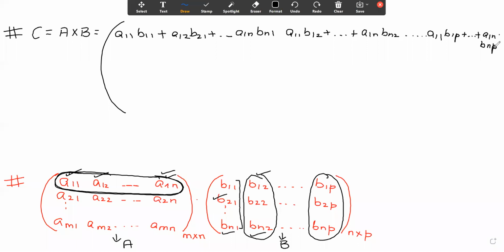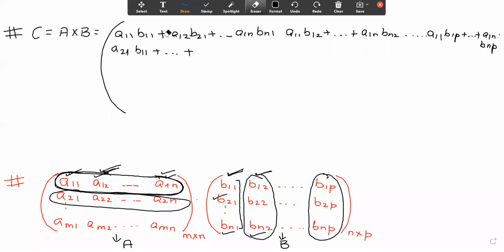So I hope students have understood how we are multiplying. First row multiplied by first column, first row multiplied by second column, first row multiplied by the last column. Then you know the drill. Second row multiplied by the first column. So A21 times B11 plus I can keep on going.